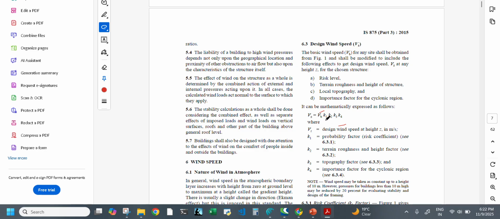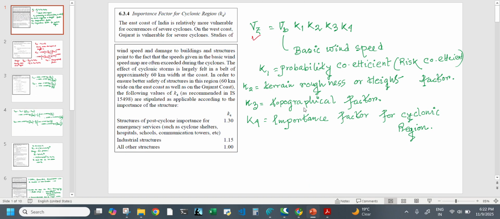There are some factors multiplying with this: K1, K2, K3, K4. We explained these four factors respectively in the previous videos, and that's why I am again repeating these factors for calculating the design wind speed. So design wind speed Vz is equal to Vb into K1, K2, K3, K4.